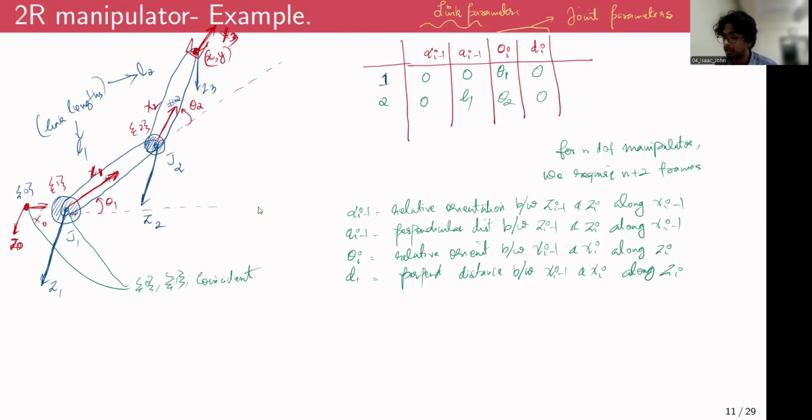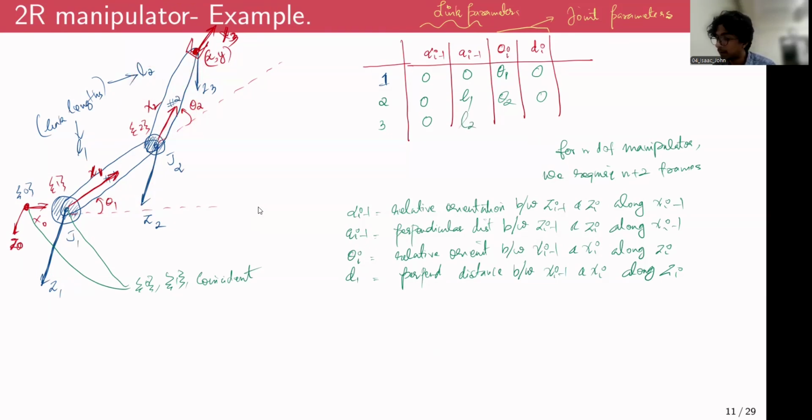And finally, the transformation between frames 2 and 3. The first transformation corresponds to the relative orientation between Z2 and Z3 about X2. Again, Z2 and Z3 are in the same direction, so the link twist angle is going to be 0. And the second parameter, a_i minus 1, the link length, is the perpendicular distance between Z2 and Z3 along X2. That is nothing but the link length L2.